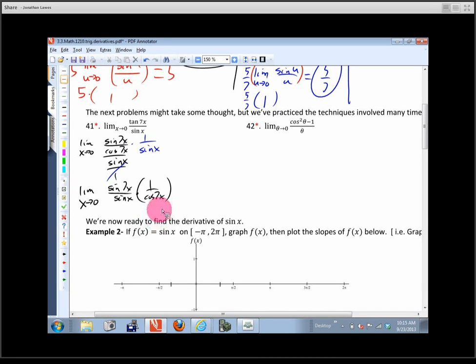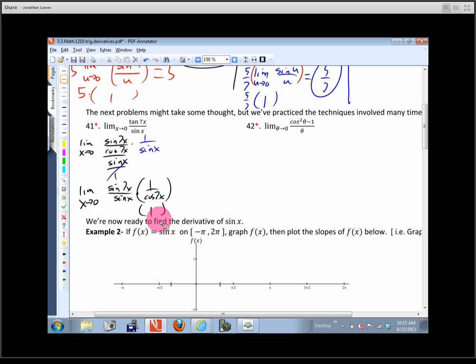What do you get out of this if you plug in a 0? You get a 1. So this quantity is a 1. Let's evaluate it by substitution. There's no domain issue at 0. Let's just plug it in. You get a 1 on the bottom, so you have 1 over 1. So this factor is a 1.